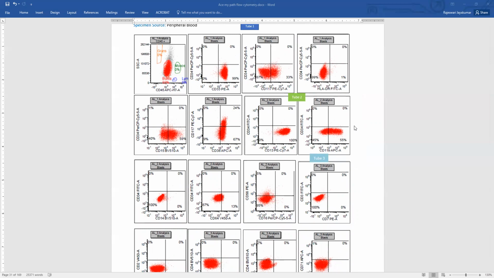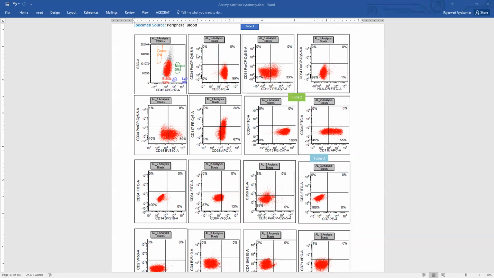So on one fine Friday afternoon, you're ready to leave at 4:30 p.m. You suddenly get a call from the oncologist, and then you rush your smear review and flow cytometry, and this is what you get.